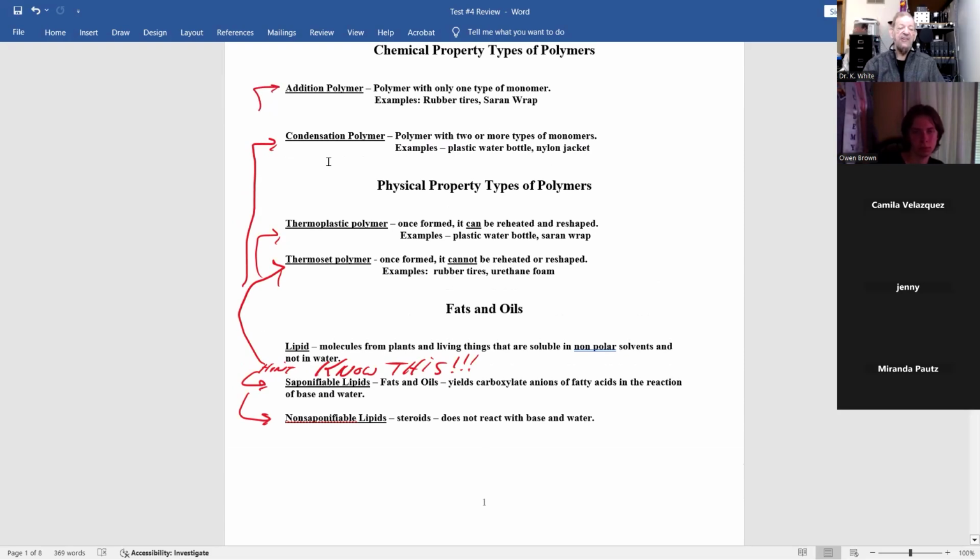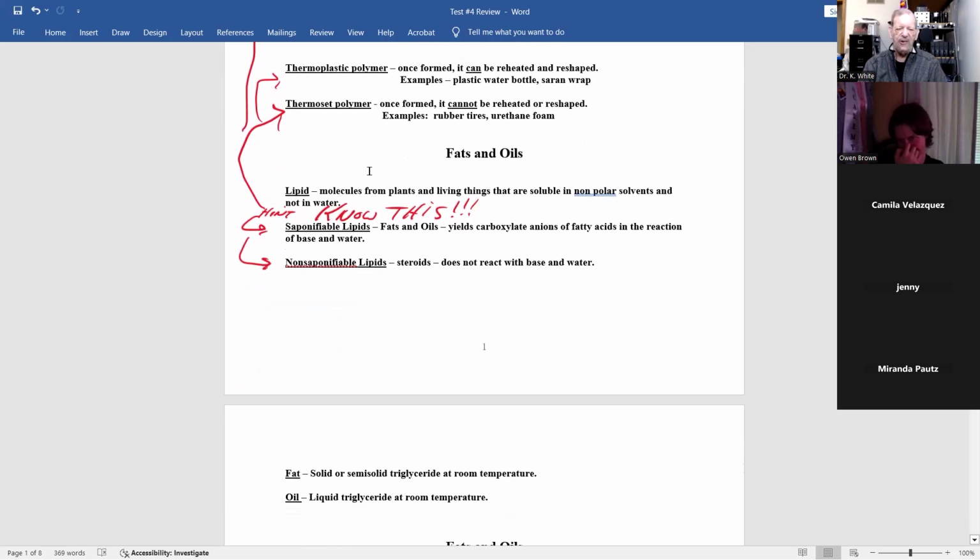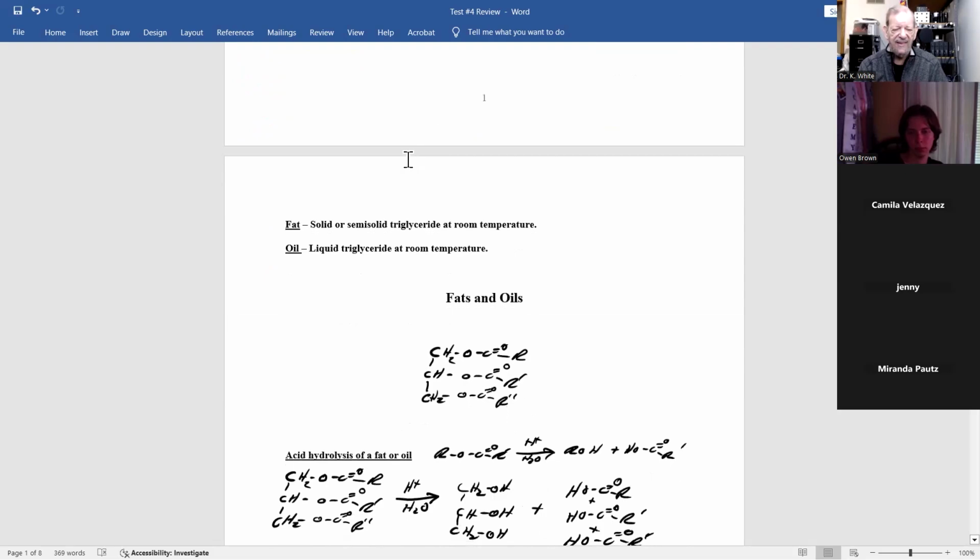These are things you should know. I've never asked what's a lipid on a test, but you should know saponifiable lipids are fats and oils, and they yield carboxylate anions of fatty acids in the reaction of base and water. And you should know non-saponifiable lipids, also known as steroids, do not react with base and water. All right.